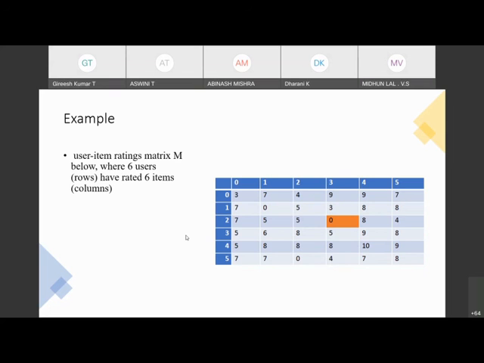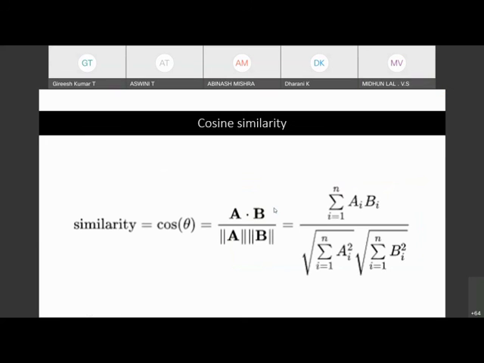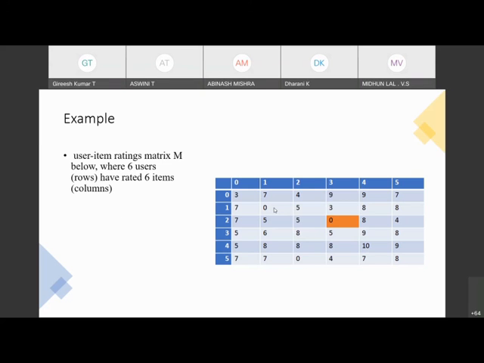For that, what you have to do is take, for example, 0 and 1. Then you calculate the cosine similarity. Here you multiply the corresponding entries: 3 into 7 plus 7 into 0 plus 7 into 5 plus 5 into 6 plus 5 into 8 plus 7 into 7.